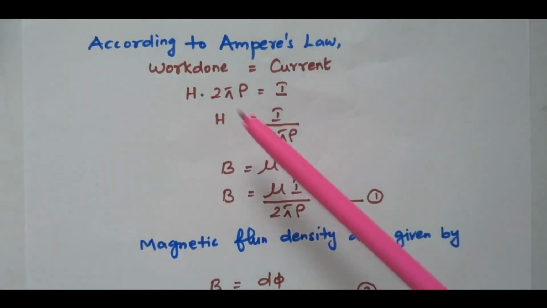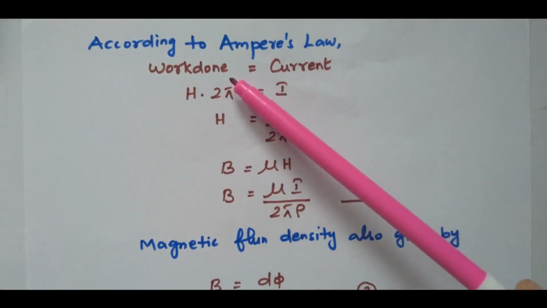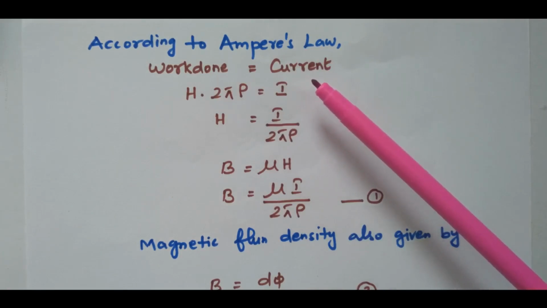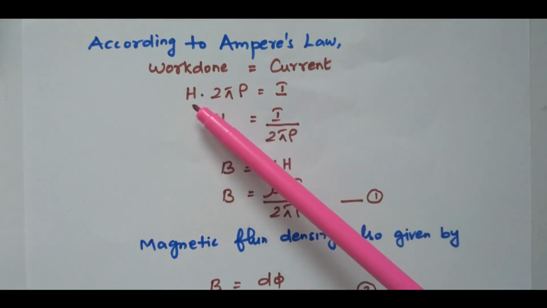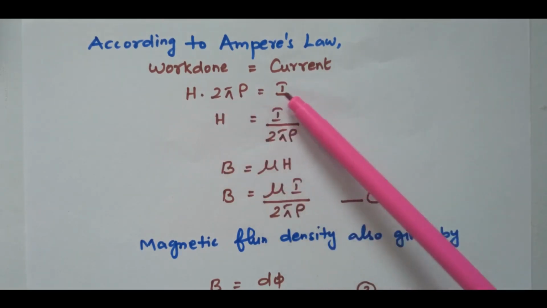So, based on Ampere's law, what is given? Work done equals current. Integral H dot dl equals I. That is the statement given by Ampere's law. So, in this derivation, H dot 2 pi rho equals I.